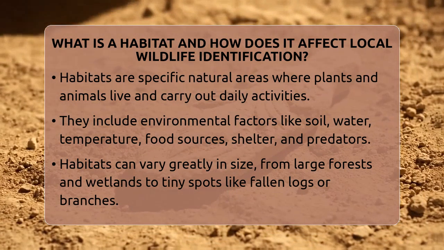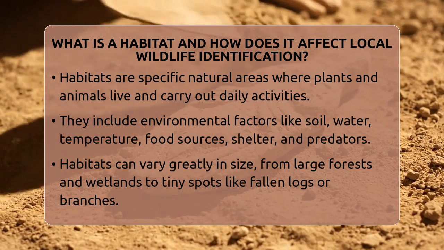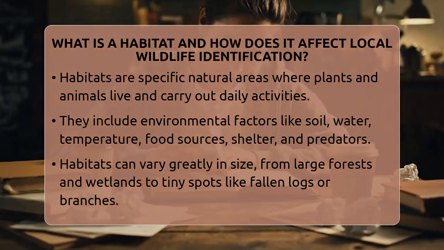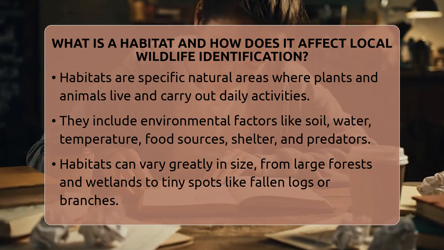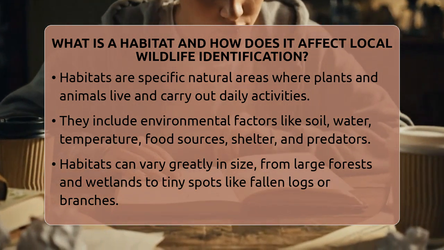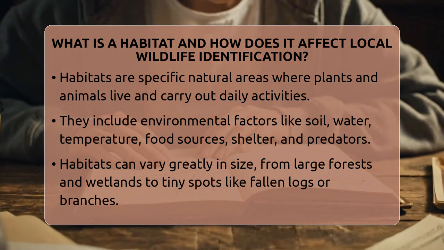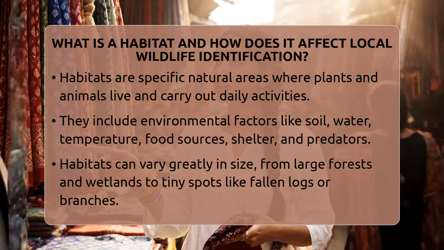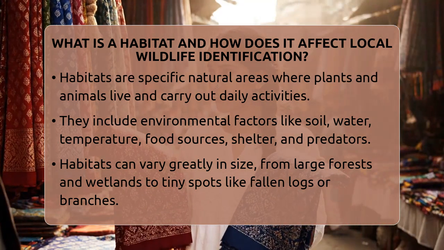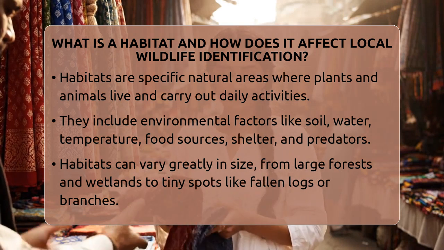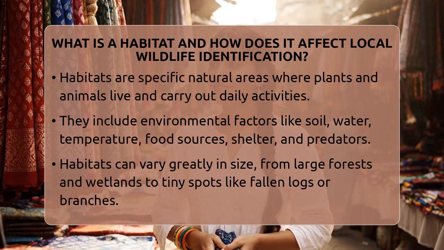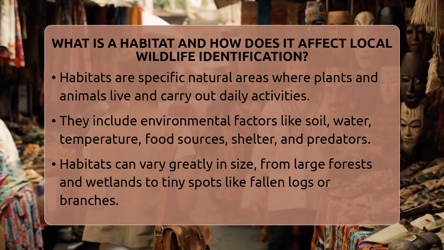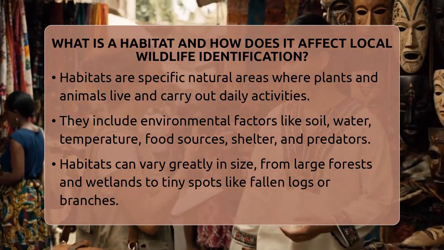A habitat is the specific natural area where a plant or animal makes its home and carries out its daily activities. It includes everything around it like soil, water, temperature, and the food sources available. It also involves shelter options and the presence or absence of predators. Habitats can be big, like forests or wetlands, or tiny, like a fallen log or a single tree branch.